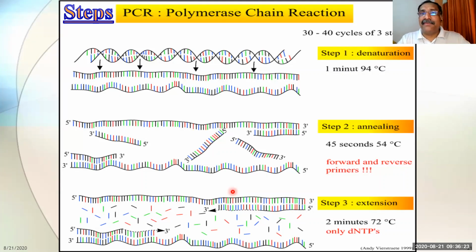Now look, step number 1 at 94 degrees, step number 2 at 54 degrees, and step number 3 at 72 degrees. At 72 degrees, you can see that the nucleotides which are available in the medium will be coming and getting joined with the primer one after the other, till the end of the strands.